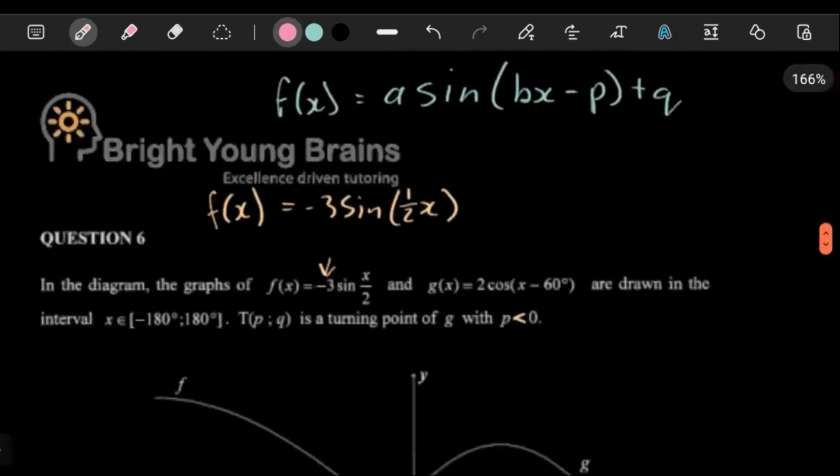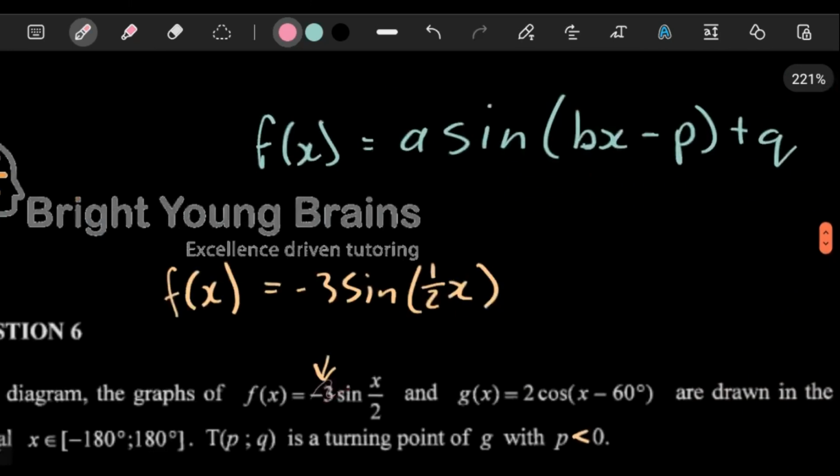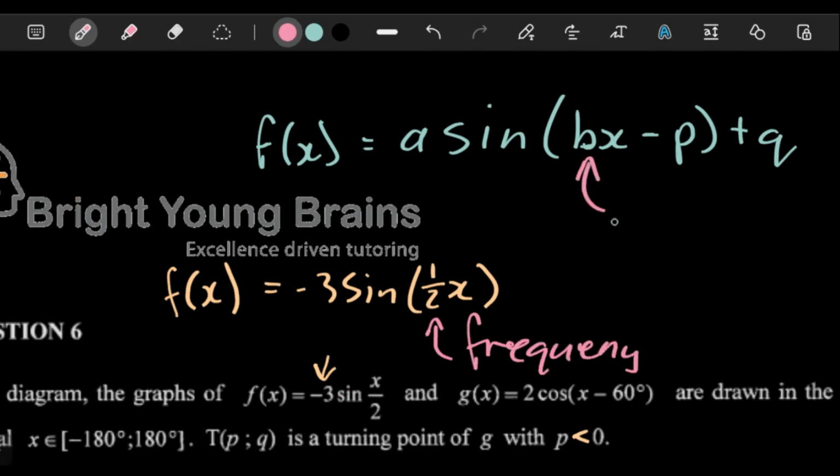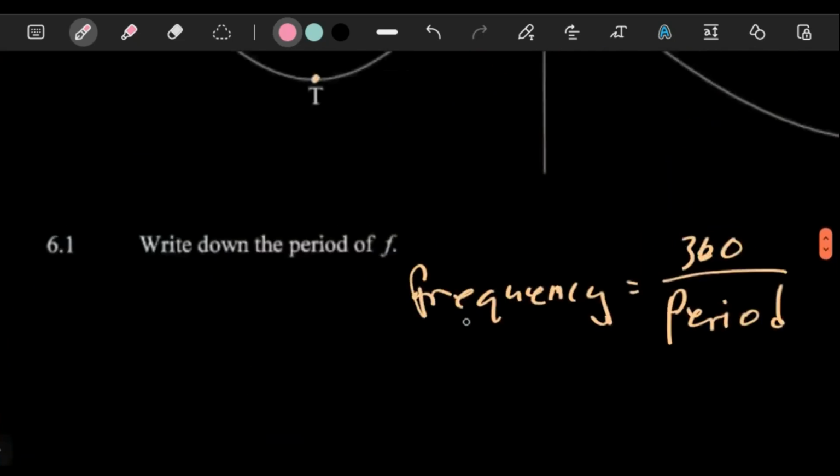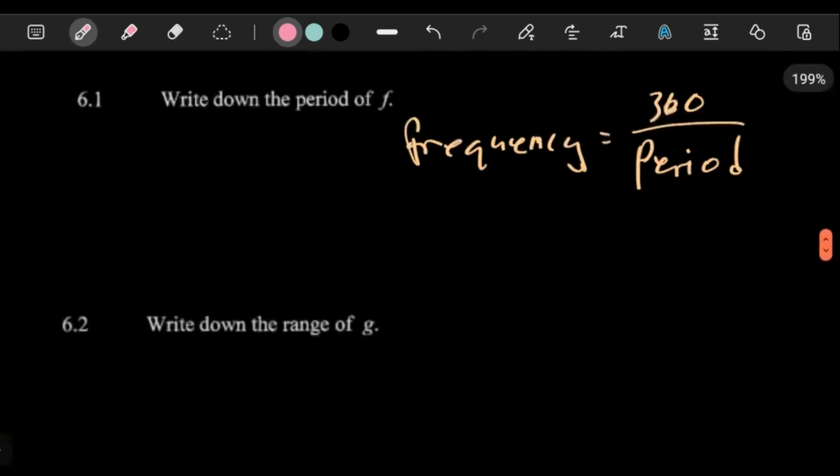So for f, we mentioned that this is amplitude, and this is frequency, because frequency is going to be this value that will be in front of the x. We know frequency is a half, so we put a half over here. This is equal to 360 over, let's just say p. To put p on its own, you can cross multiply. P times 1 is p, 360 times 2 is 720.